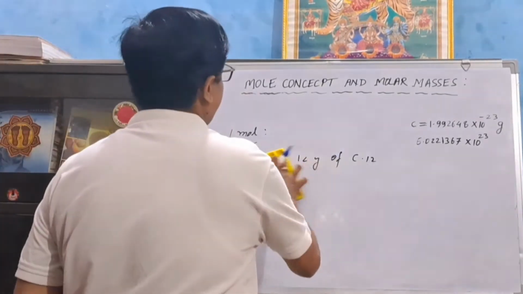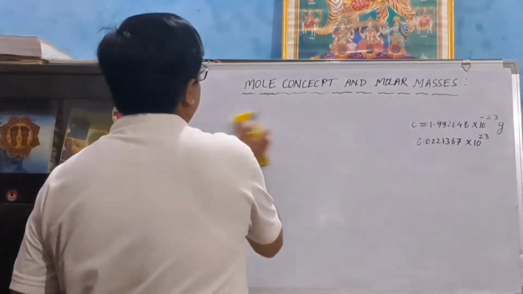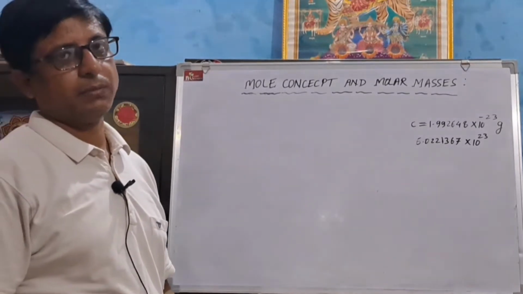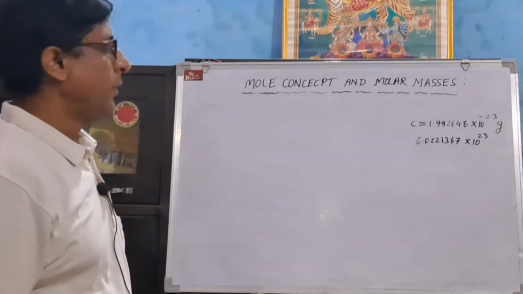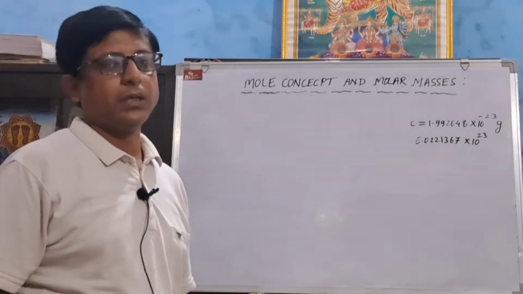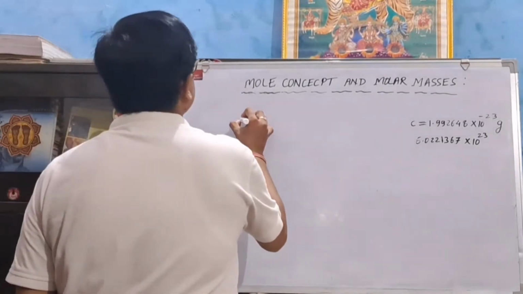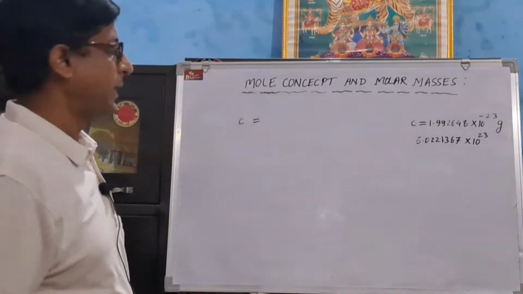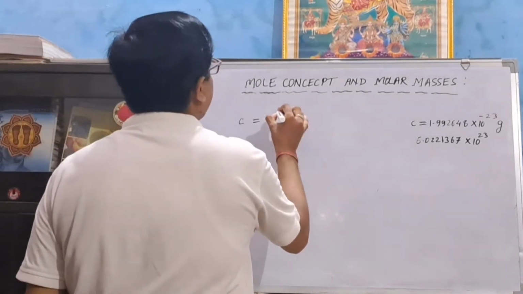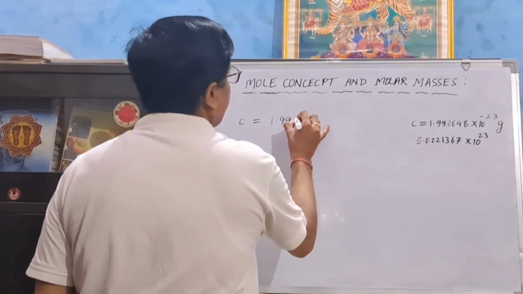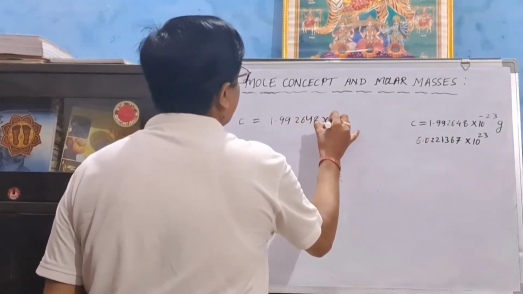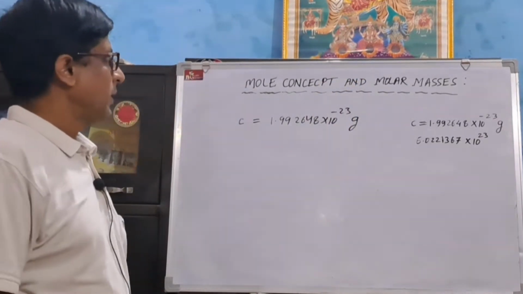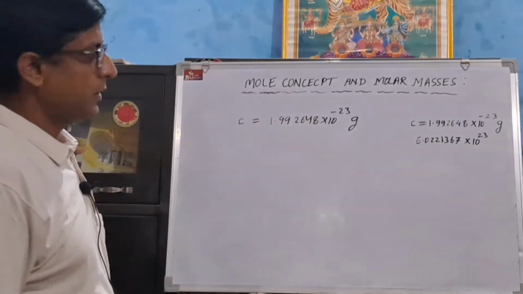Now we can calculate the number of carbon atoms. In order to determine the number of carbon atoms in 12 gram of carbon, we have to obtain the mass of one carbon atom. The mass of one carbon atom has been determined by mass spectrometry technique. It comes out equal to 1.992648 × 10^-23 gram. The mass of one carbon atom is equal to this much.